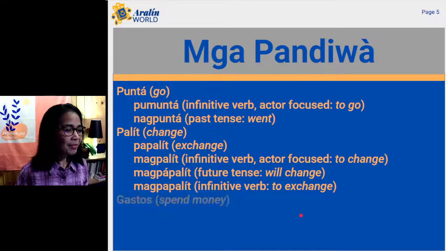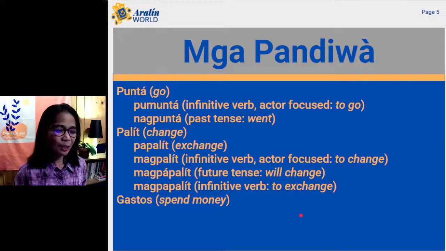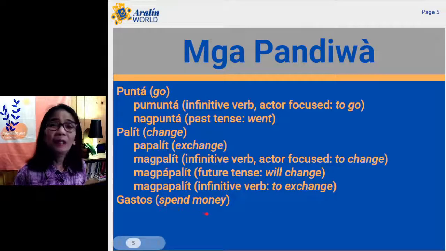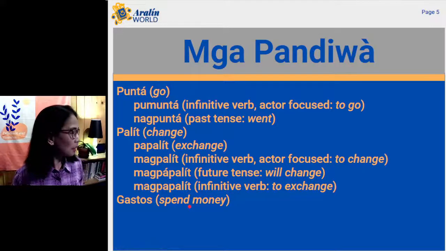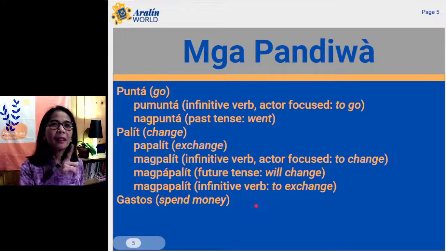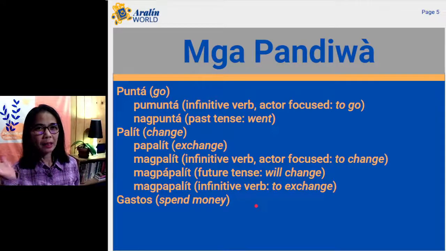Okay? Next, let's have another root word which means gastos. Gastos means spend money, because I have to be specific here. Spend money, because when you mean spend time, it's another root word in Tagalog. Because here in English, when you mean spend, it means spend money. At the same time, you also mean spend time.